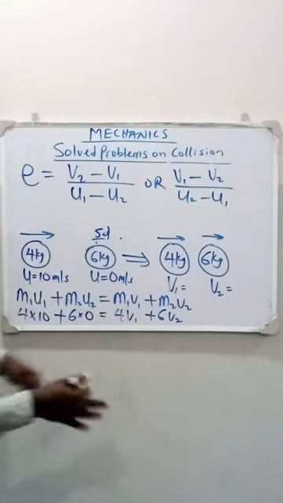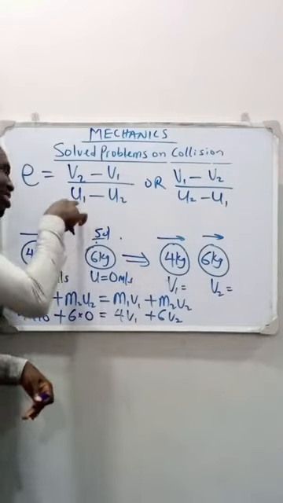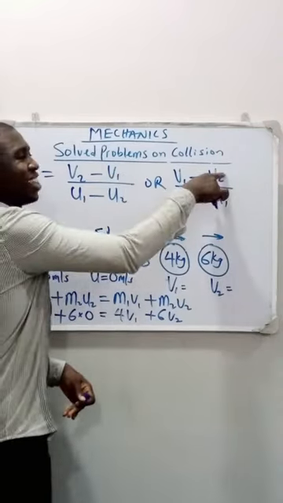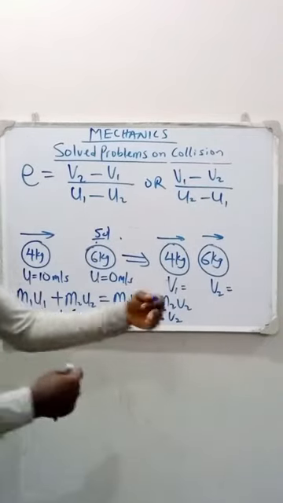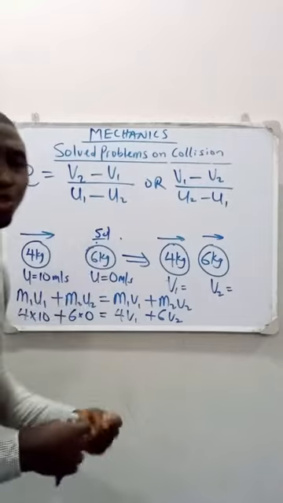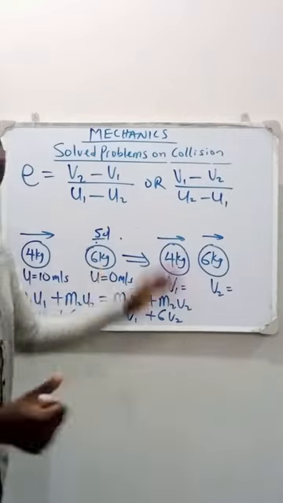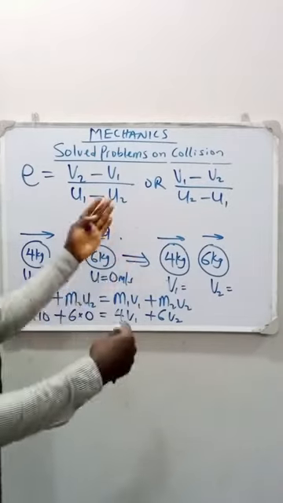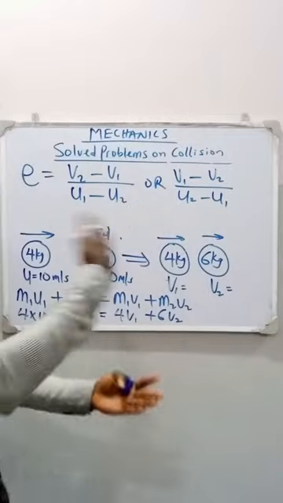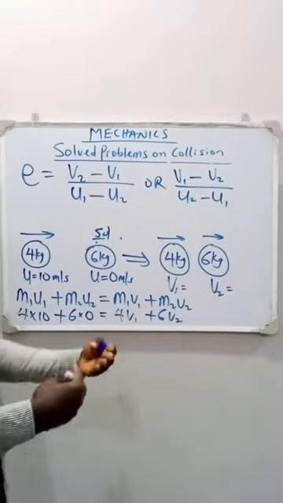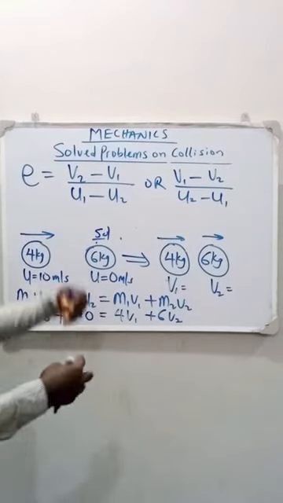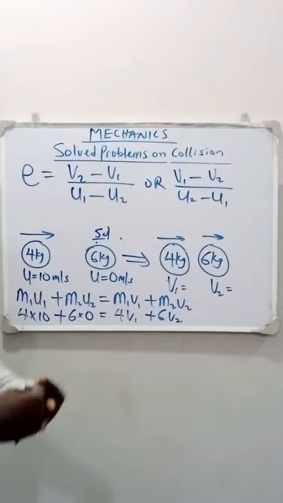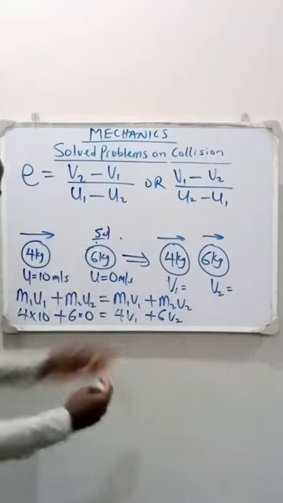What do we notice here? Anything that ends here must start here. Please take note of this. For elastic collision, the value of e is equal to 1. We've seen this in our last video, where we gave them in form of a table. We've seen what happens to the potential energy, what happens to the kinetic energy, and also what happens to the coefficient of restitution.